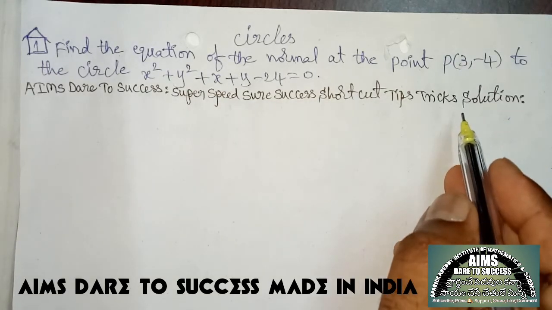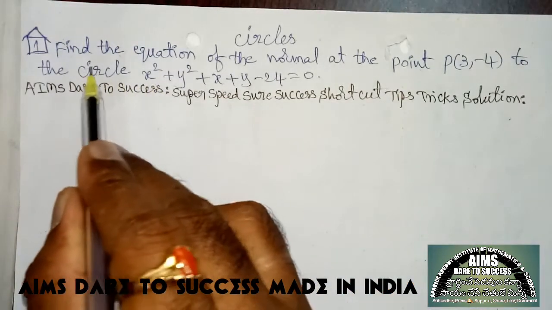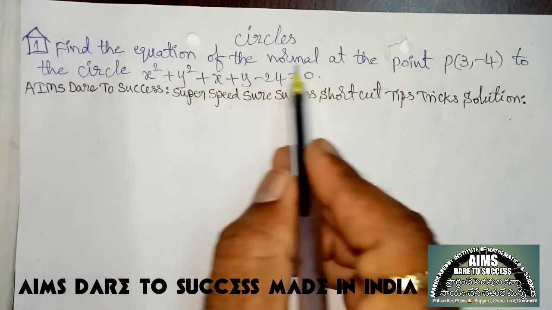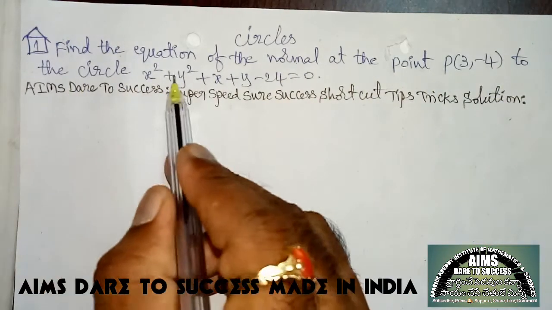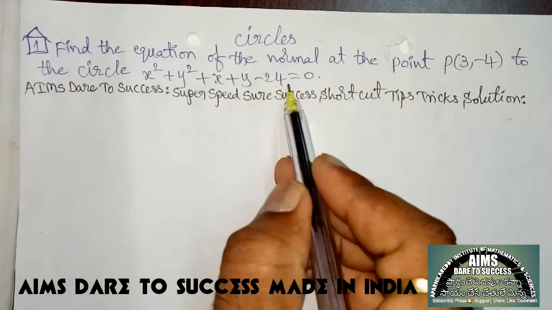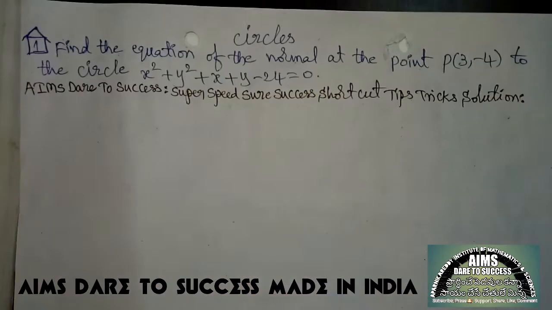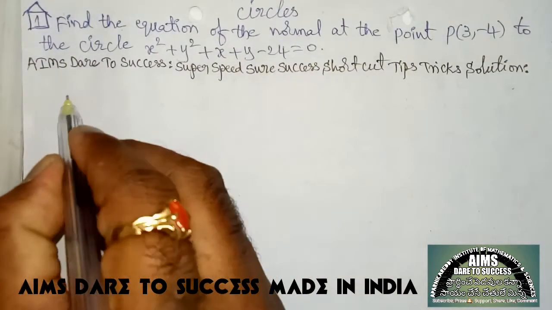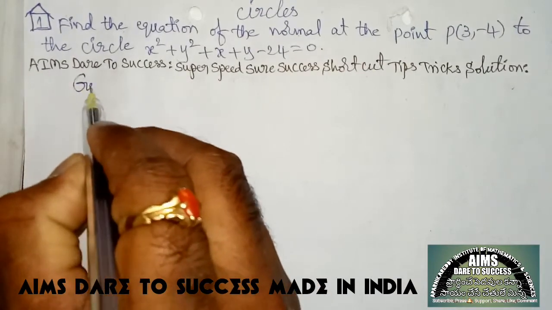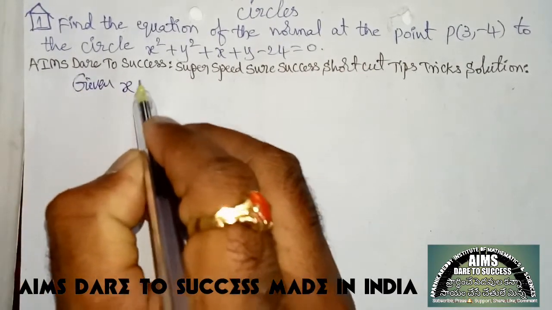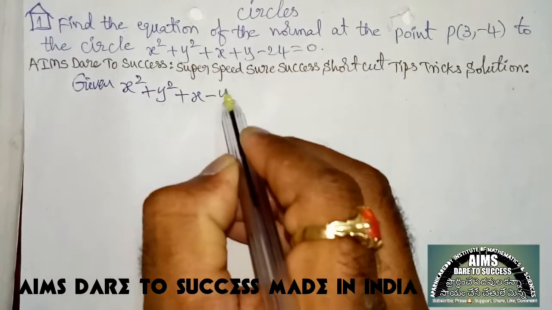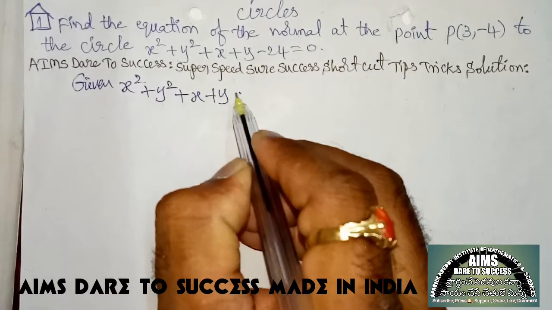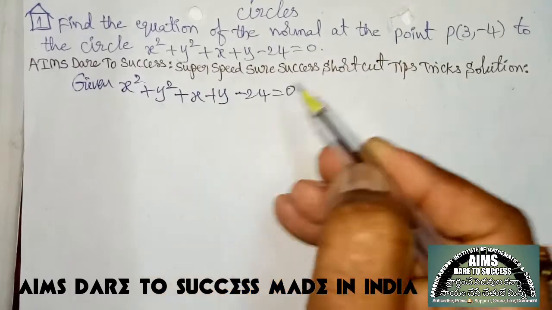Okay, now I am going to directly explain. Find the equation of the normal at the point P(3, -4) to the circle x square plus y square plus x plus y minus 24 is equal to 0. Given circle is x square plus y square plus x plus y minus 24 is equal to 0.